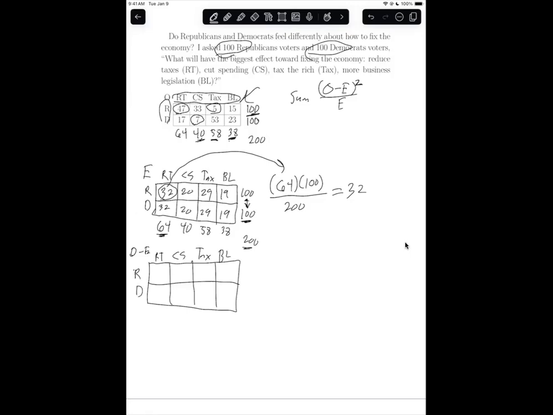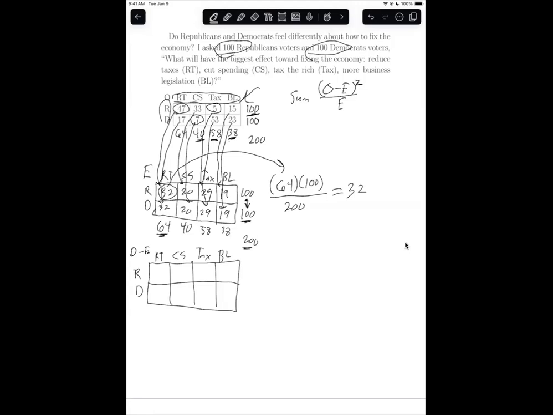And now what we're doing is we are just matching up. So the 47 and the 32, the 33 and the 20, the 5 and the 29, the 15 and the 19, the 17 and the 32, the 7 and the 20, the 53 and the 29, the 23 and the 19. We're just matching everything up cell by cell and doing the subtraction.